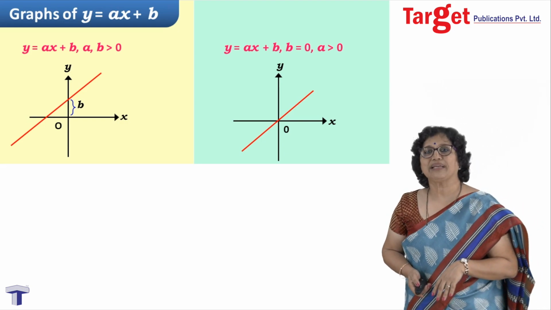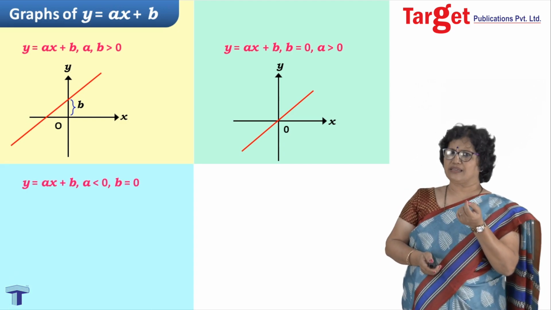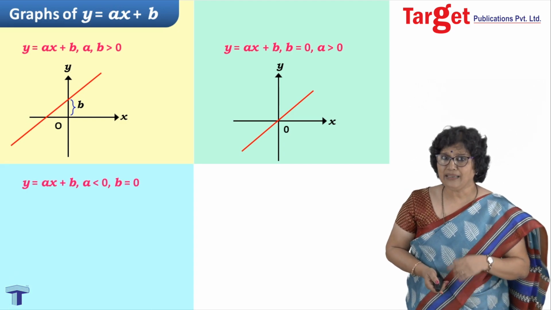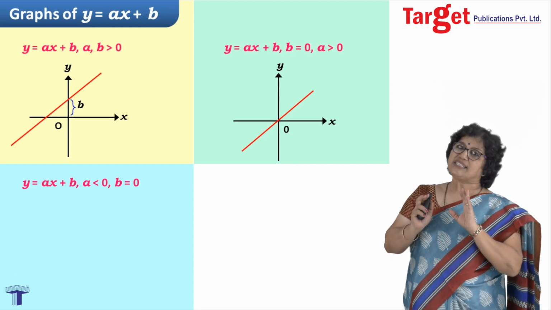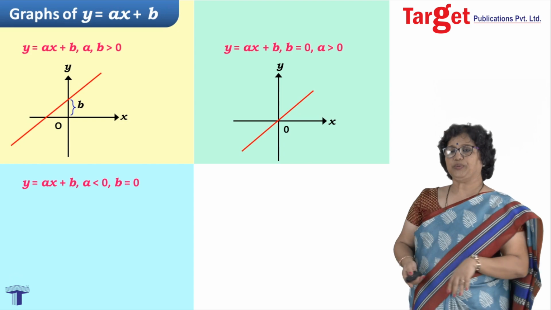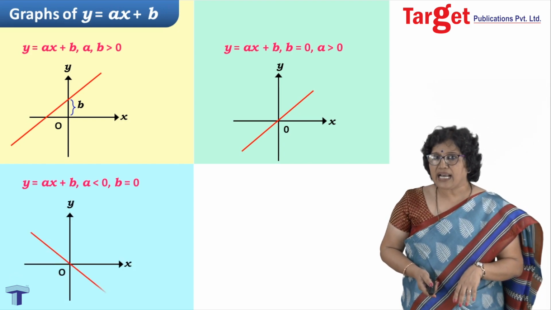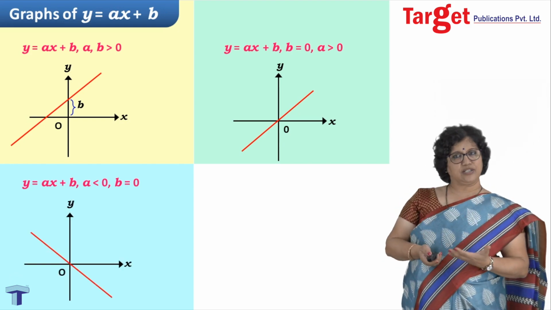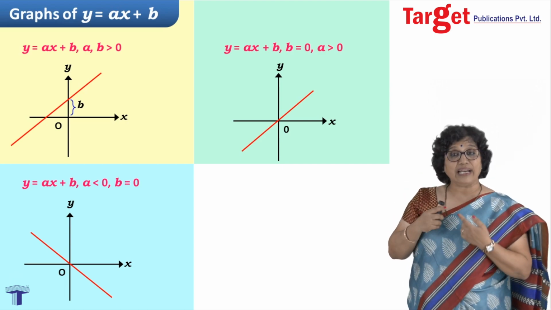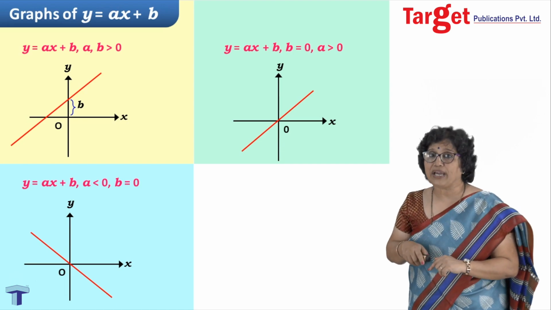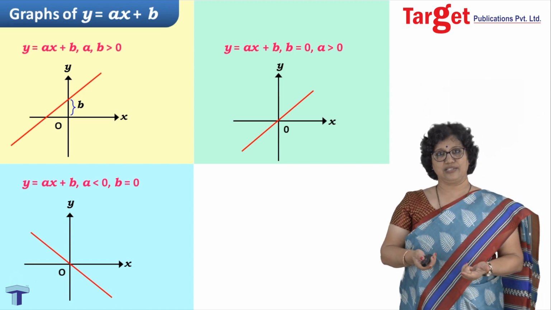Now, I try to take the third one. Again, I change a slight condition. And the slight change is that I have made now a less than 0, but I still keep b equal to 0. And I realize that the line still passes through the origin like the second case. And the direction changes. Why does the direction change? Because instead of a greater than 0, now I made a less than 0.